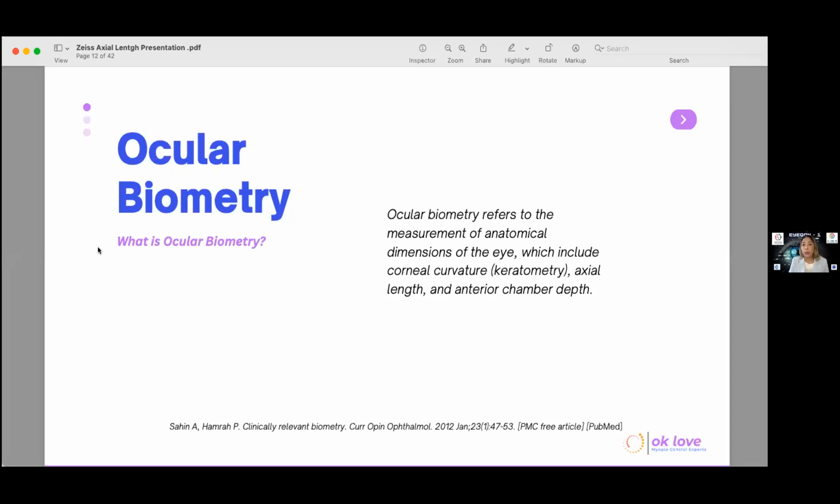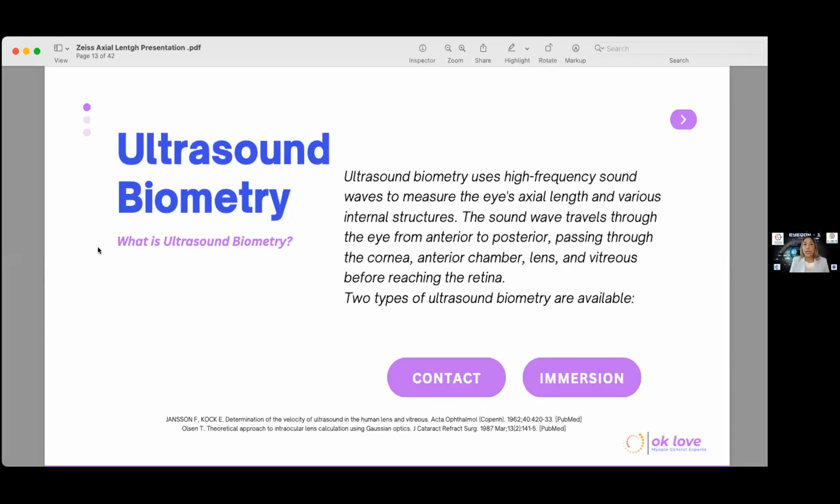Ocular biometry is an instrument that we're going to be using to measure the anatomical dimensions of the eye, and those measurements are going to be done from the anterior surface of the cornea to the anterior limiting membrane in the retina. There are two types of ocular biometry. We have the contact biometry and non-contact biometry. In ultrasound, we have two different ones. We have contact, which is the one where we are going to directly place the probe onto the cornea. And then we have immersion biometry, where we're going to use essentially a scleral lens filled with saline solution to take the measurement.